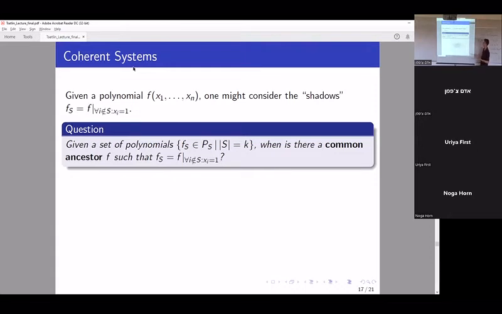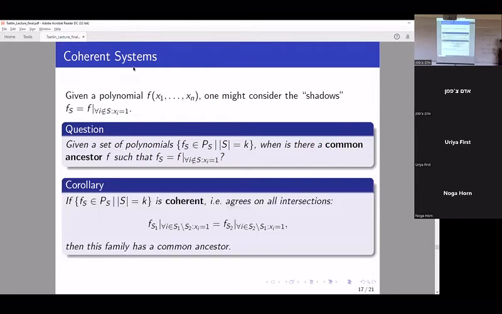But generally, how can we really make sure that there is such a common ancestor? Turns out that this intersection condition is exactly also a sufficient condition. Right? If we have such a family which is coherent, meaning that on all of the intersections, when we substitute elements to get to the intersection, we get the same polynomial, then this family has a common answer. So it has some big polynomial that explains it.